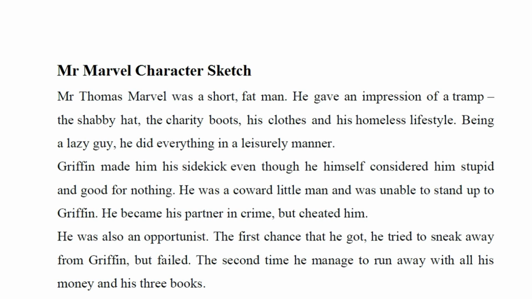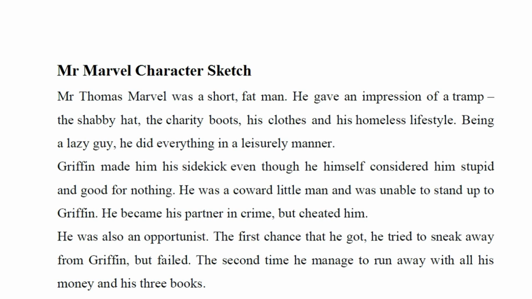Griffin made him his sidekick even though he himself considered him stupid and good for nothing. He was a coward little man and was unable to stand up to Griffin. He became his partner in crime, but cheated him. He was also an opportunist. The first chance that he got, he tried to sneak away from Griffin, but failed.